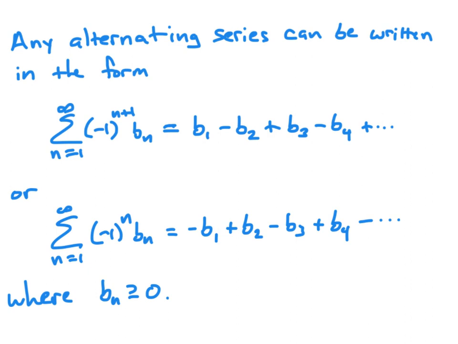As we'll soon see, sometimes looking at the terms b sub n, which is the positive part of our term without the alternating sign, will be helpful in determining whether our alternating series will converge or diverge. To get a sense of how this might work, let's take a look at the convergence and divergence of the three alternating series examples that we saw just a few minutes ago.